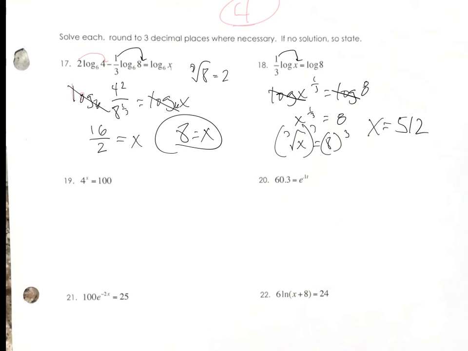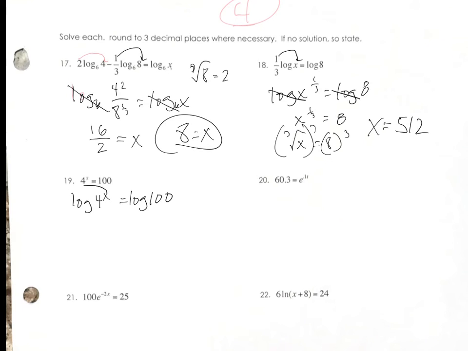Now, we don't have the log. Remember, the log is like money. If you don't have it, you want it. It's like life. So we don't have log, so we got to put the log in there. So we have to take the log of both sides. So the log of 4 to the x is equal to the log of 100.